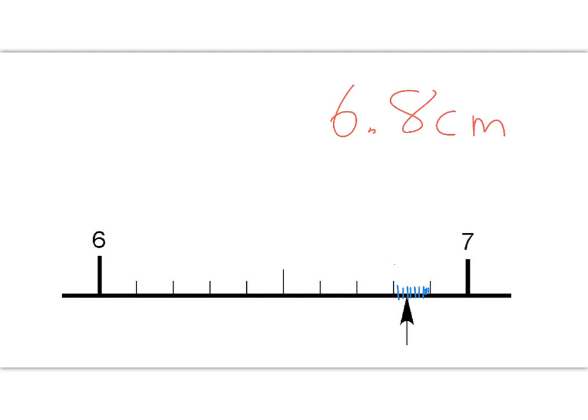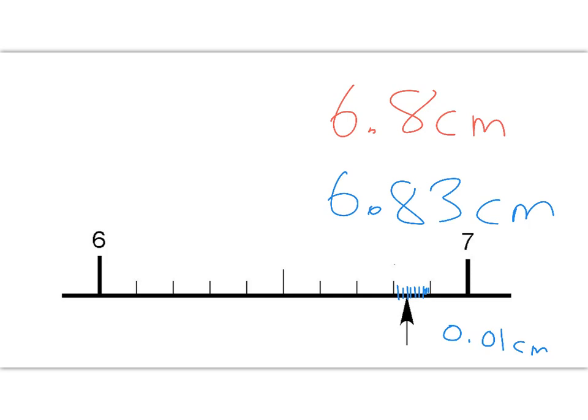Now, these lines represent 1/10 of a centimeter. Dividing it 10 more times, each line in blue represents 0.01 centimeters. And we can go in 1, 2, 3. So that would make the number 6.83 centimeters.